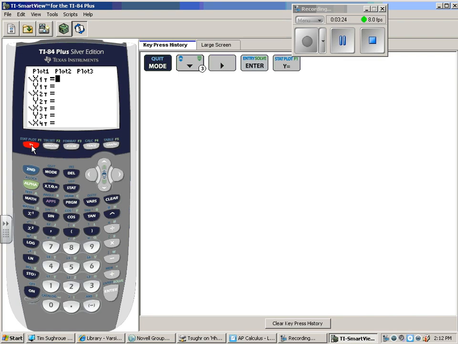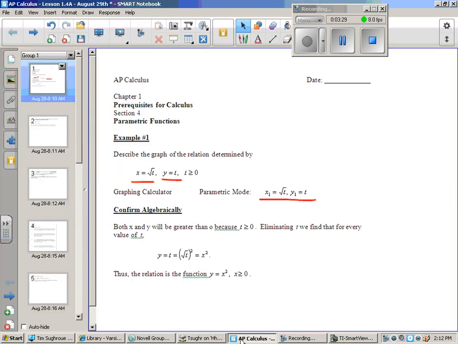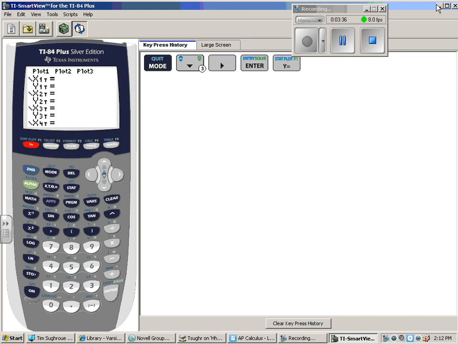And the x-coordinate, if we need to take a look, we'll go back and look at this real quick. Okay, the x-coordinate is the square root of t, and the y-coordinate is just t. So if we come here, the x-coordinate, we're going to go second x squared to get the square root. And notice, if you look at this, the button, the X,T,theta,n, if you are in function mode, it'll be an x. If you're in parametric mode, it'll be a t. So all you have to do is hit this button right here, and you'll automatically get a t. And we'll hit enter.